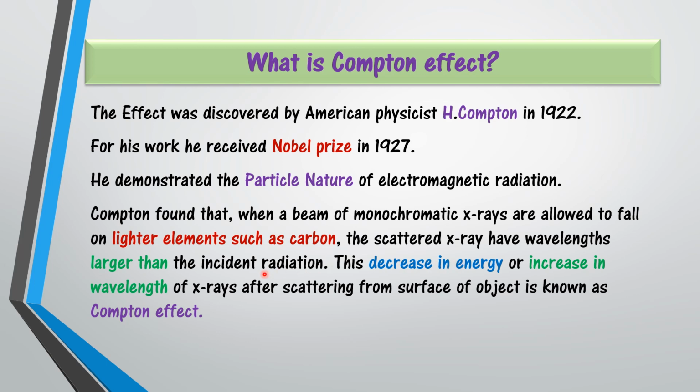The increase in wavelength of the X-ray than the incident X-ray after scattering from the surface of object is known as Compton effect. So larger wavelength or less energy, that is decrease in energy. So in this way we can explain the Compton effect. In diagram it is more clear.